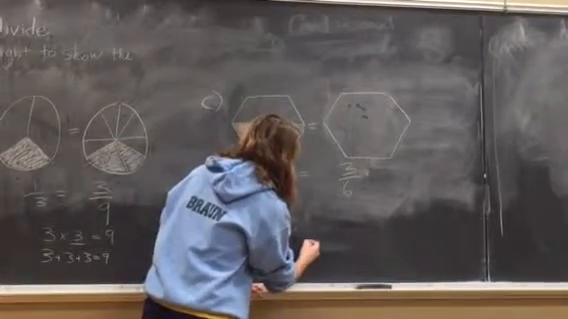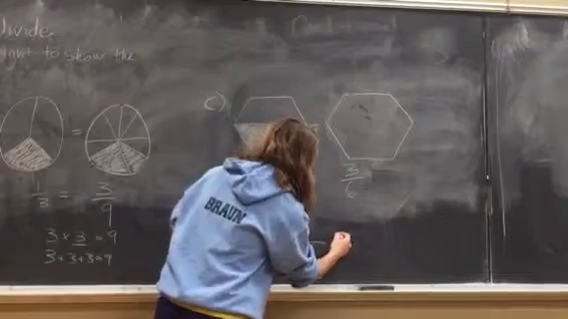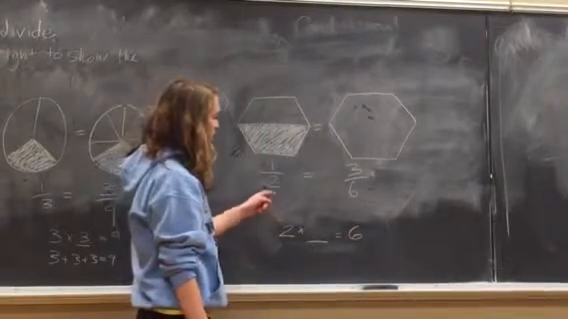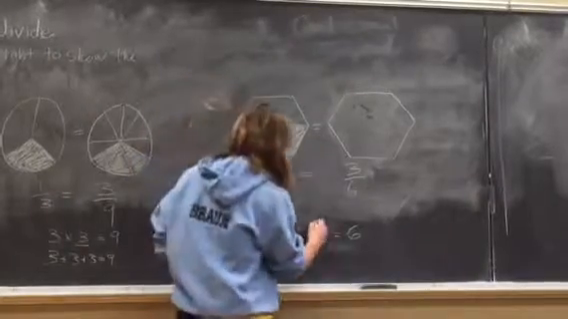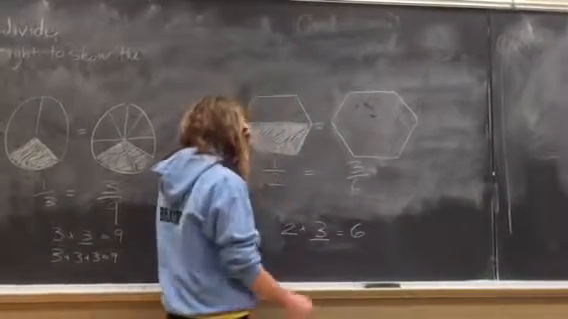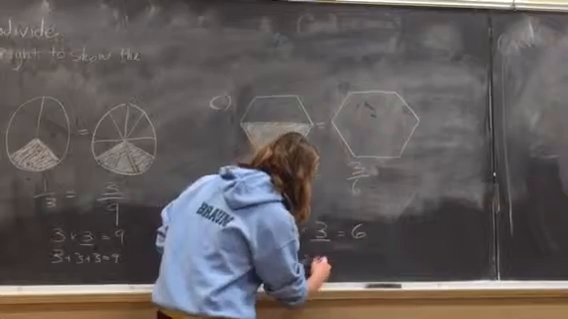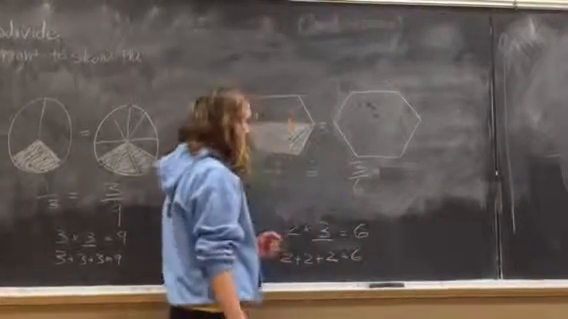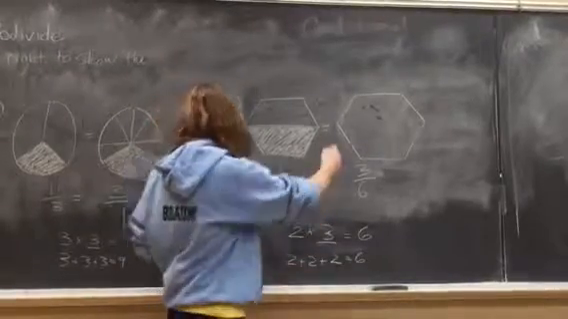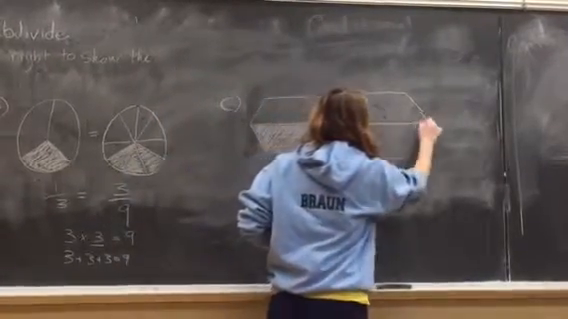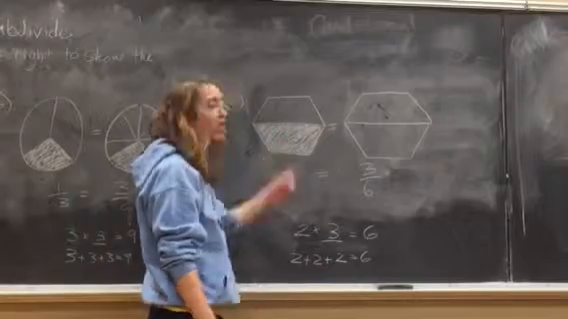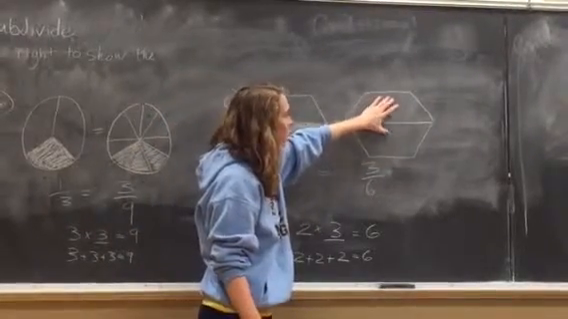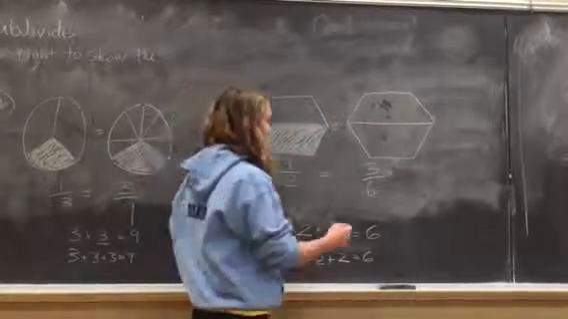2 times a blank equals 6. We know in this case that 2 times 3 equals 6, or 2 plus 2 plus 2 equals 6. Because of this, we're going to break each of these parts. So we're going to start off by breaking it in half like this. And then we're going to break each of these halves, these existing parts, into 3.